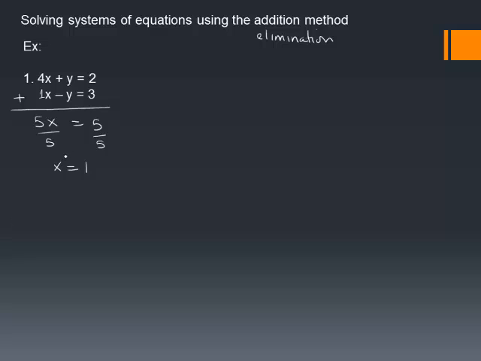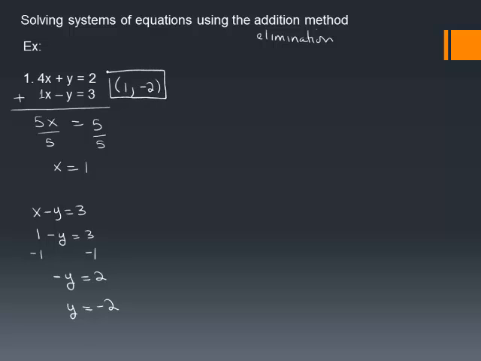Once I have x, I can then use this value, plug it into one of these two equations, and then I can solve for y. And you can pick either equation. I'm going to use x minus y equals 3 just because it's small and easy. So I have 1 minus y equals 3. I replaced the x with the 1 that it was equal to. I'll subtract 1 from both sides. I have negative y is equal to 2. That means that y is equal to negative 2. And my solution to this system is going to be the point 1, negative 2.